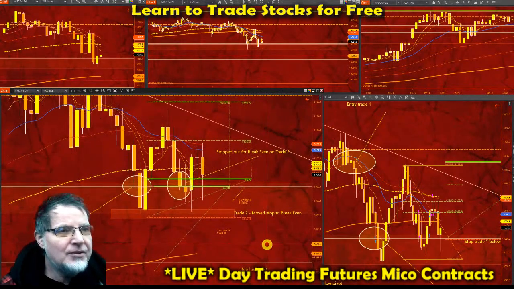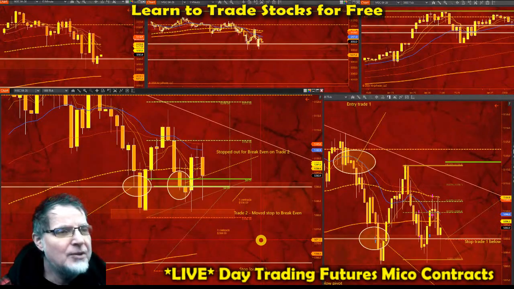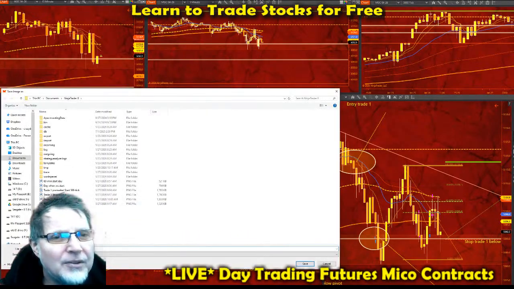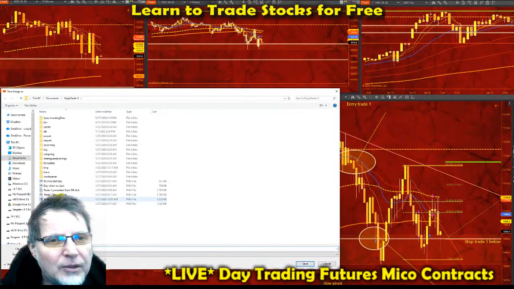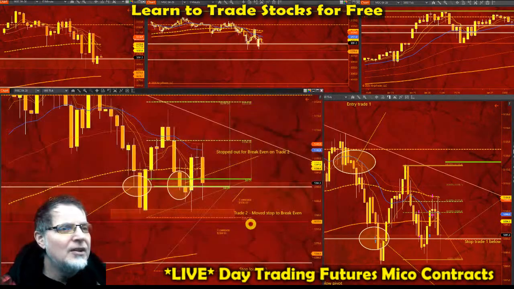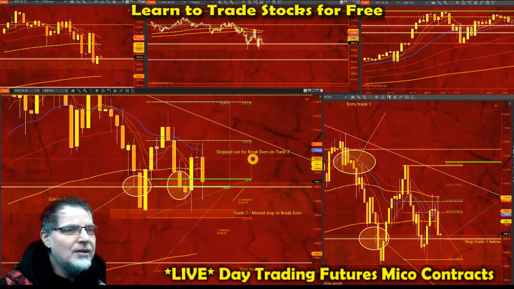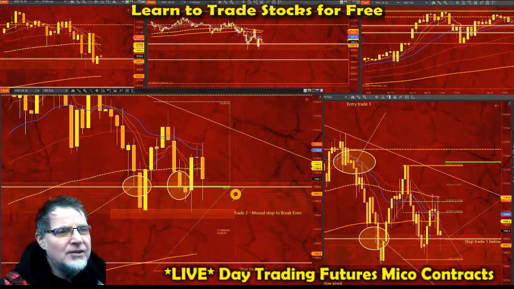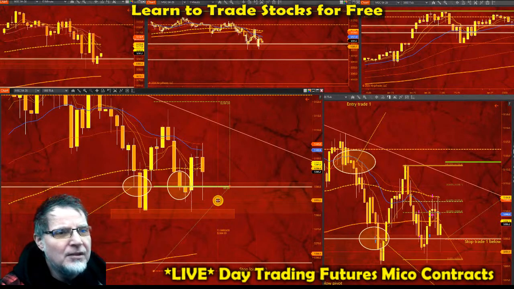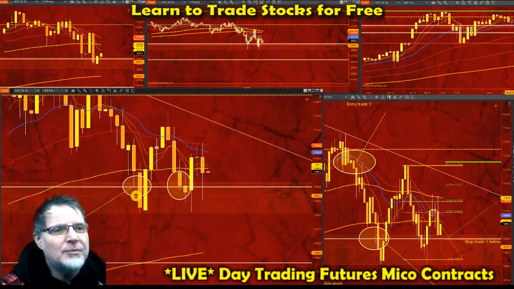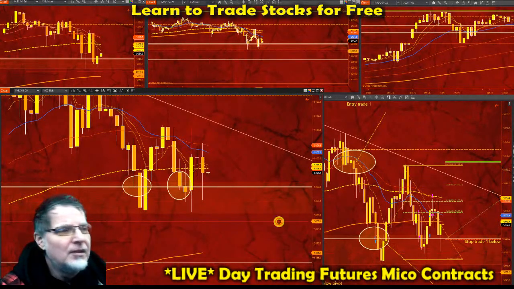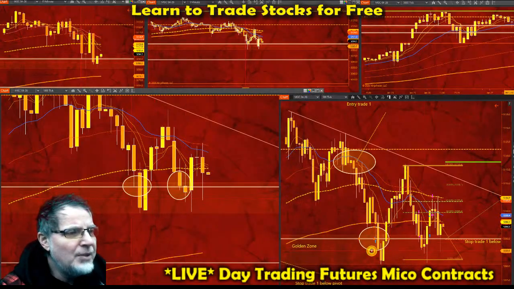Let me save this. Did I save this picture? Stopped out of trade 2. Trade 2 closed for break even. Yeah, I saved it, so I don't need this anymore. Let's get rid of this and this and this. Let's clean it up for some scalping. I don't need any of this. I've already got pictures of everything.